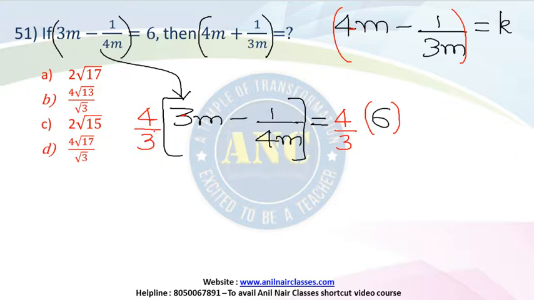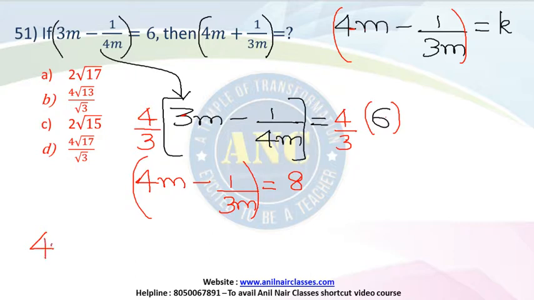That means the left hand side becomes 4 by 3 into 3m, which is 4m, minus 4 by 3 into 1 by 4m, which is 1 by 3m. The right hand side is 4 into 2, which is 8. I know the value of 4m minus 1 by 3m as 8.